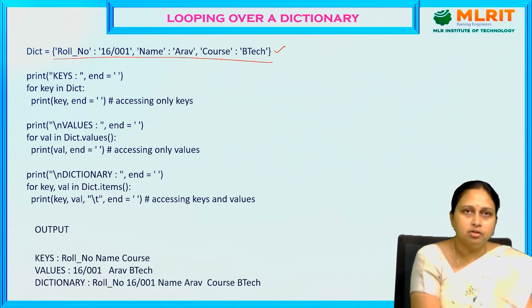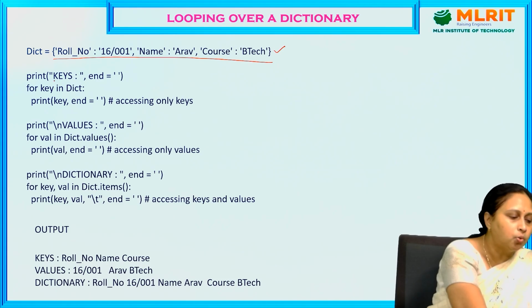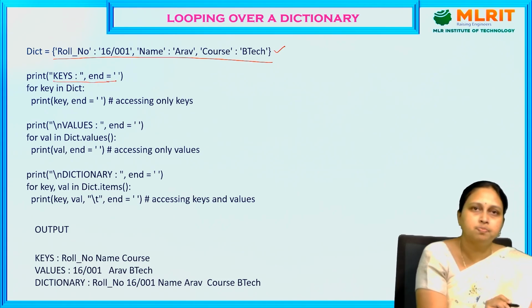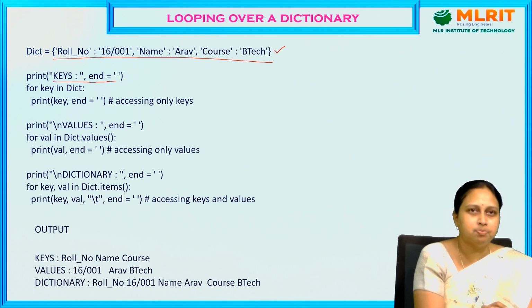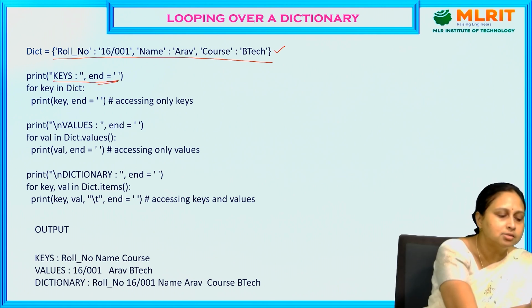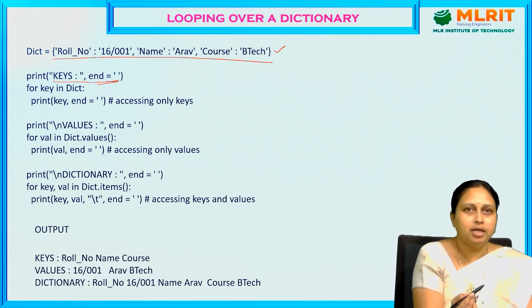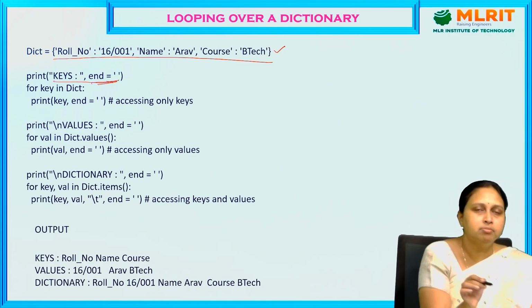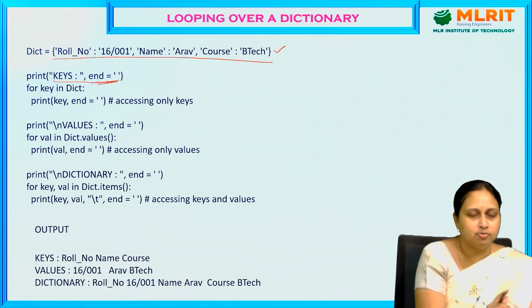The first thing is we are going to print only keys. And what is the use of end equal to space? It is going to display all the keys in a single line. If you do not specify this, the keys will be displayed on a new line. That's why we write end equal to single quotes with one space.